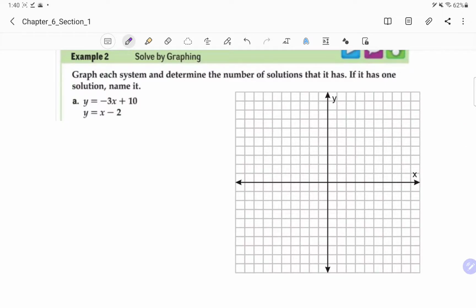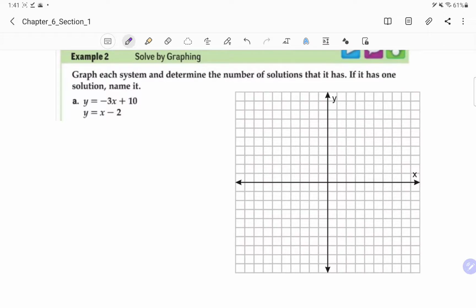So if we look at example 2. For example 2, it says graph each system and determine the number of solutions it has. If it has one solution, name it. Okay, so they don't only want you to tell me, does it have one, infinite, or no solutions? It wants you to tell me what that solution is if it has one.